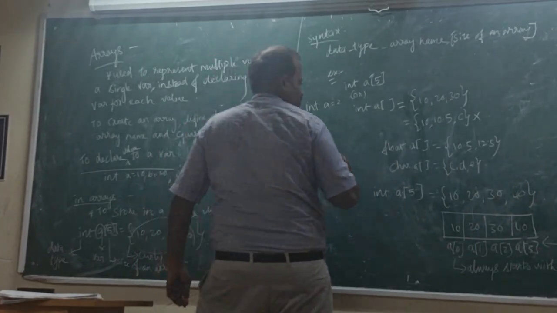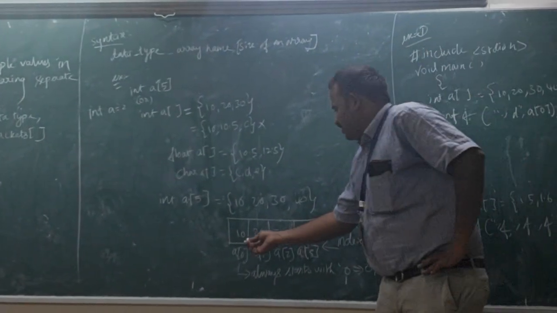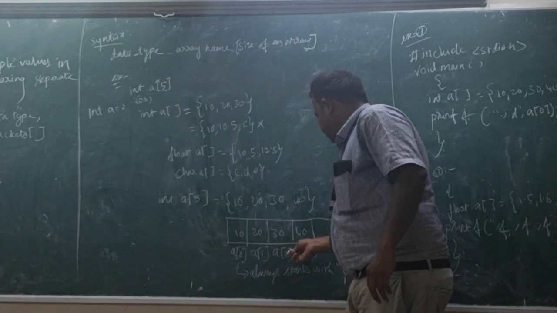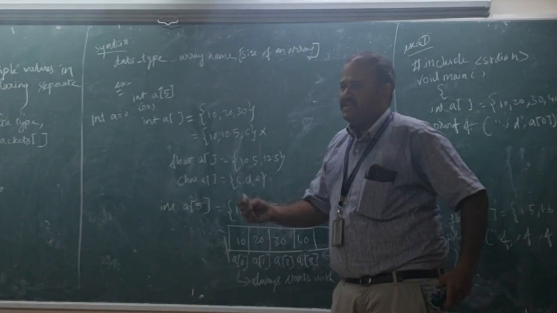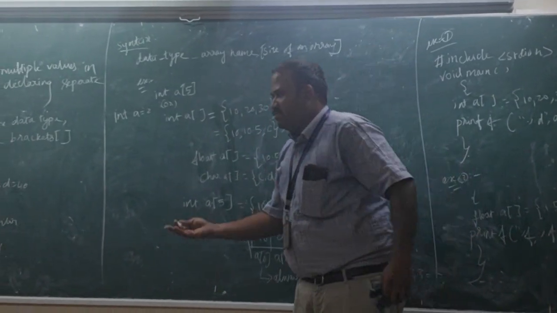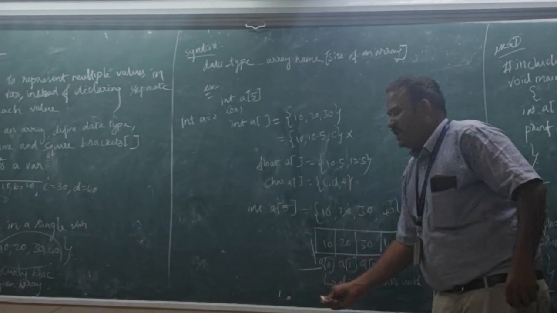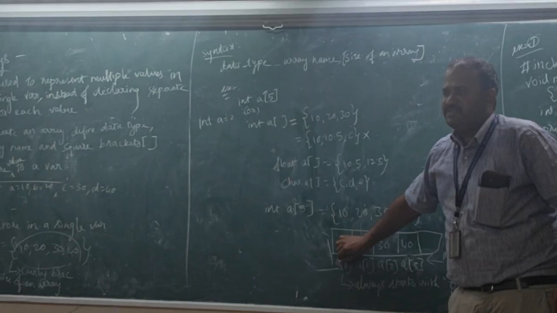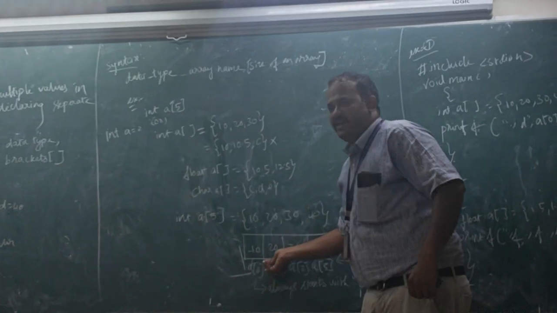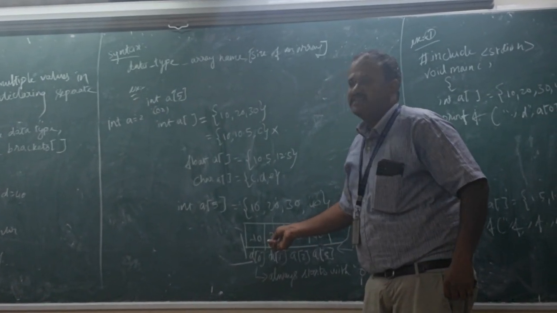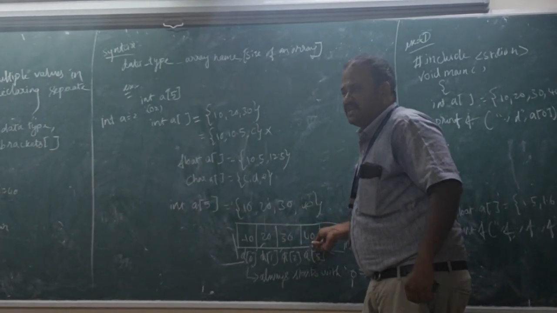Say for an example, take this block. This a of 0, a of 1, a of 2, a of 3 is your index value. Index value is like when you study a book and you refer to the index. If I print a of 0, it represents the first value, 10. Similarly a of 1 is the index which represents 20, the second value. a of 2 is the index which represents the third value. Like this it will go.